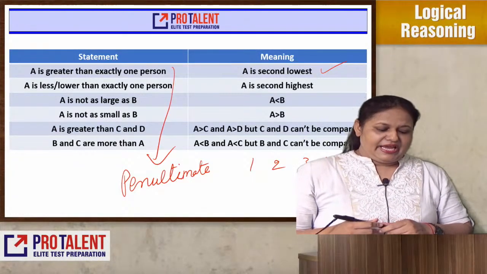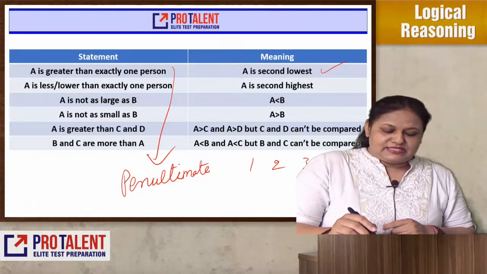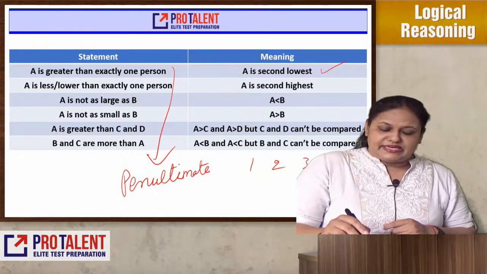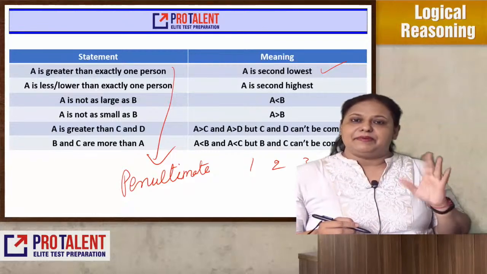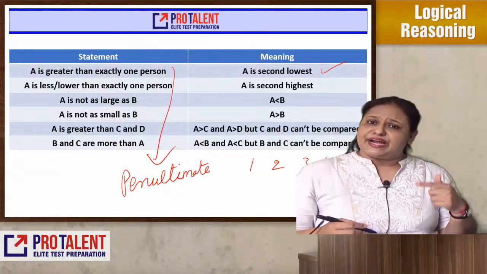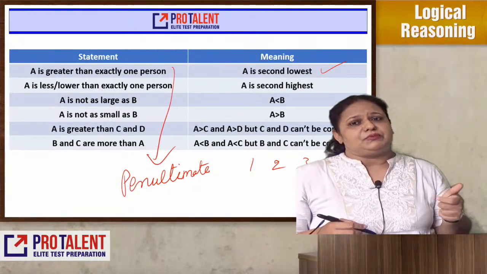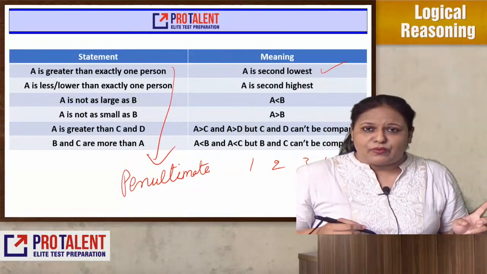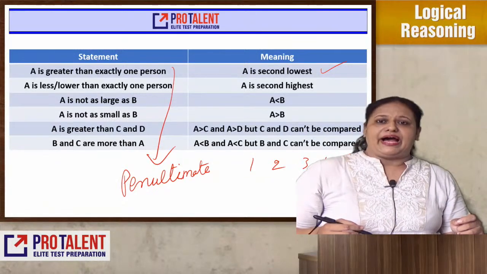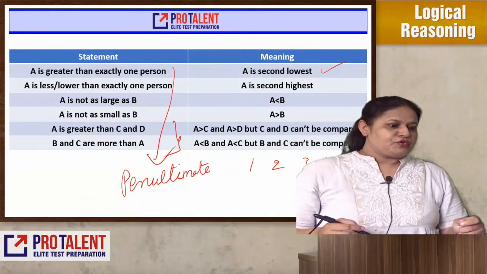Okay, fine. A is greater than C and D. So A is greater than C and A is greater than D, but C and D can't be compared. And B and C are more than A. These kinds of logics we have already covered earlier in one topic of logical inequalities. In that also I had discussed all these points, especially the relations.